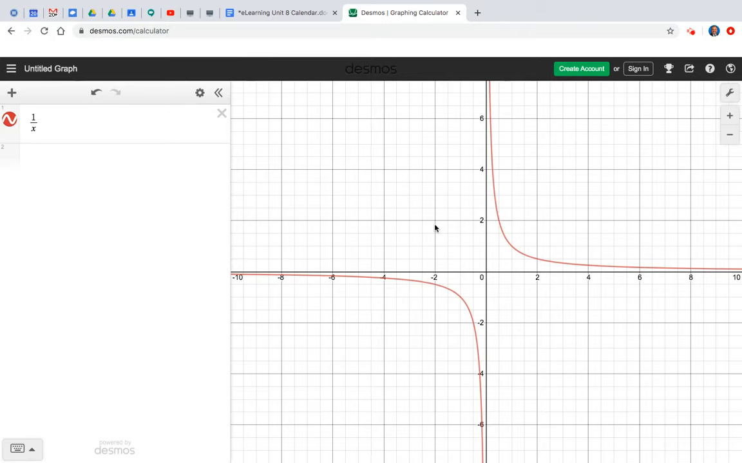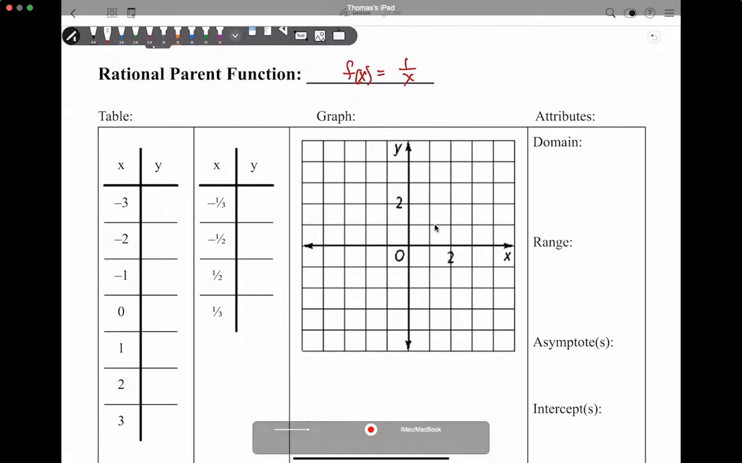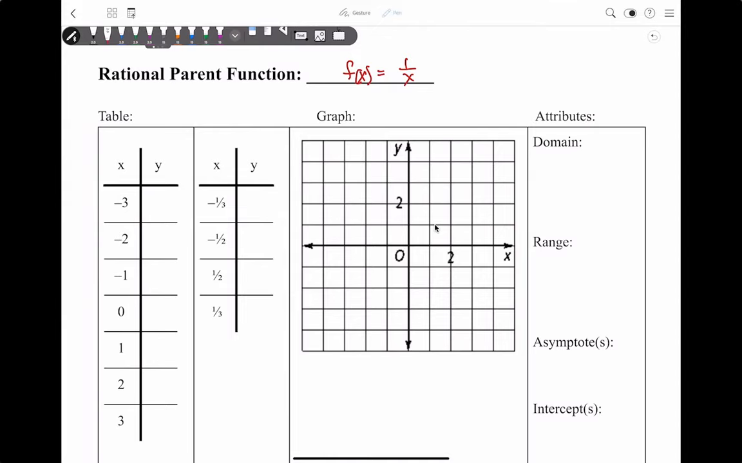Okay, so let me come over here and I'm going to show you what's happening as far as how we get this graph. So let's say that we're going to input all these x values into the function right here, and see what y would equal. Okay, so this would be negative 1/3, negative 1/2. This is just negative 1, because 1 divided by negative 1 is negative 1. And then this is 1 divided by 0, which is undefined.